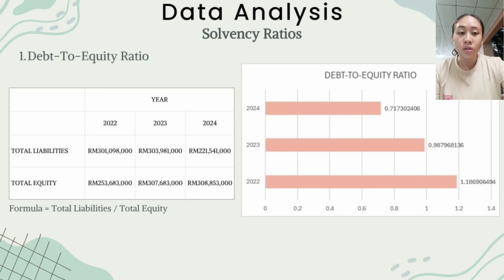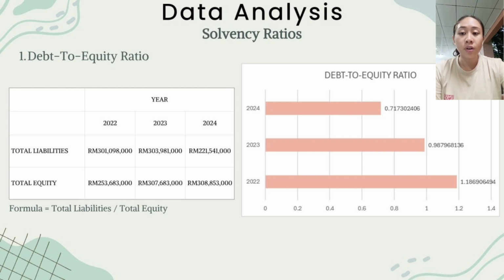After I computed this ratio, we can see in the graph that in the year 2024, the debt to equity ratio is the lowest, which is only 0.71. This means a low amount of debt is used to finance the company.